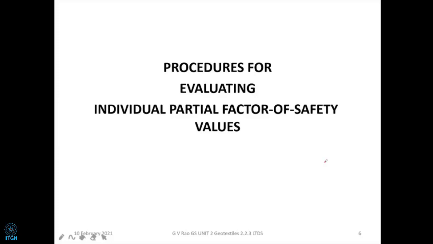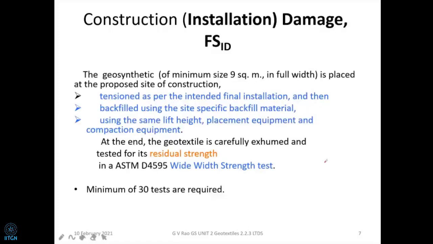What did we do in the beginning now? We said there are different ways in which we evaluate the geosynthetics. One was the physical properties, the second was the engineering properties, the third was obviously construction survivability or installation damage, and fourth is durability. So all of them we have to take into consideration for obtaining the so-called design value. So first of all, we'll evaluate the individual partial factor of safety values for each of the item.